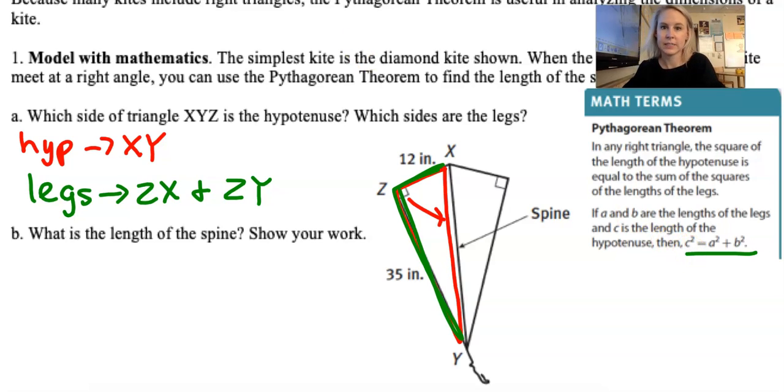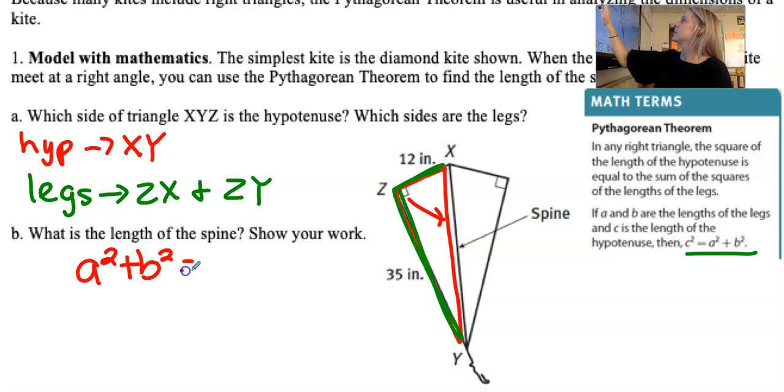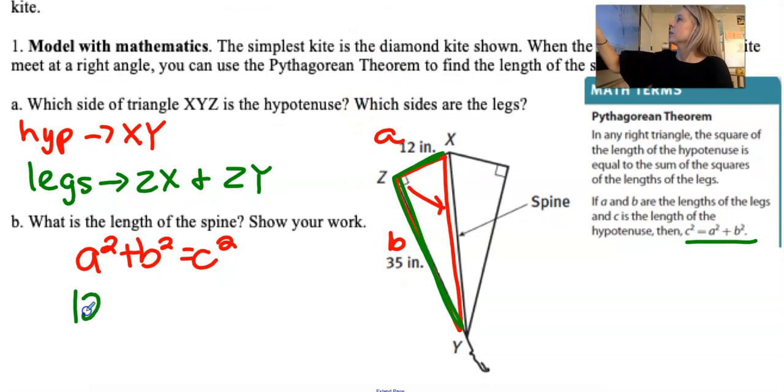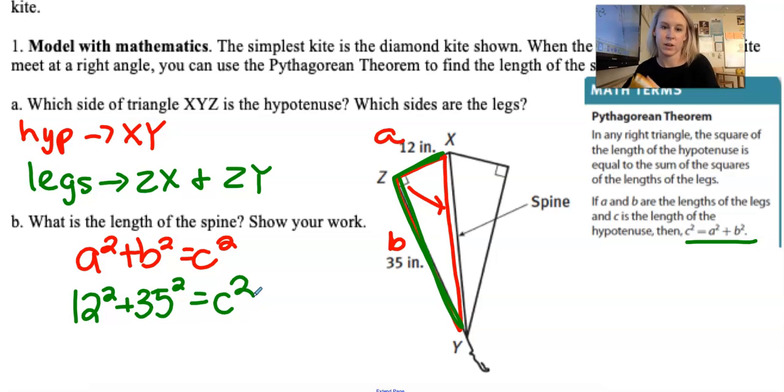So let's write down the Pythagorean theorem. a squared plus b squared equals c squared. Now, my a and my b, it doesn't matter. a could be 12, b could be 35, or you could reverse them. So the legs don't matter at all. So I'm going to say 12 squared plus 35 squared equals c squared, because I'm still trying to find my hypotenuse, which is the spine.